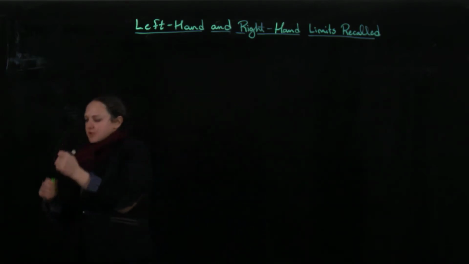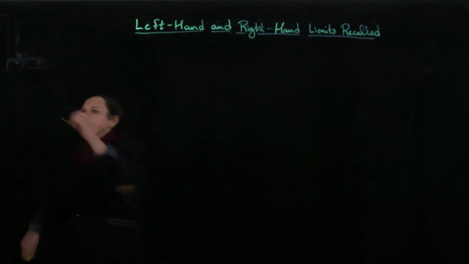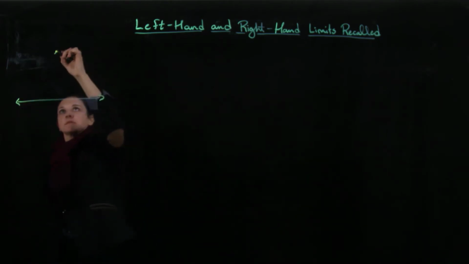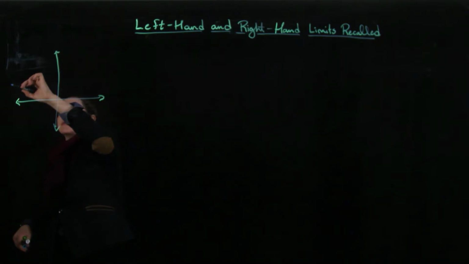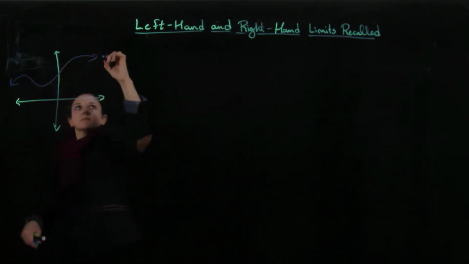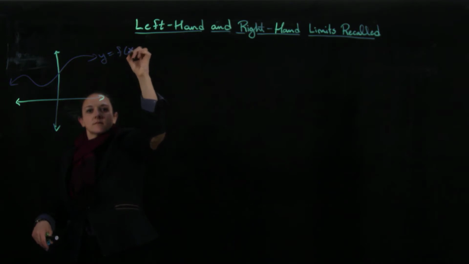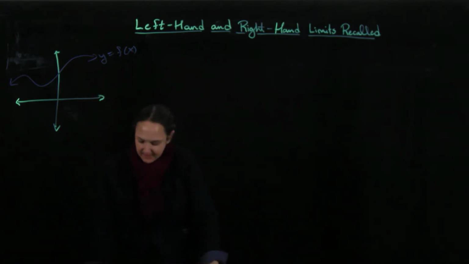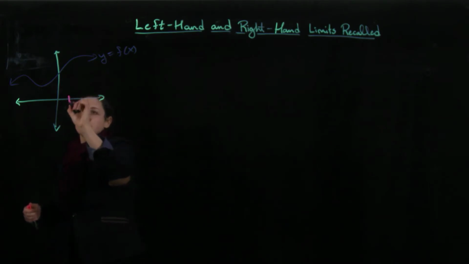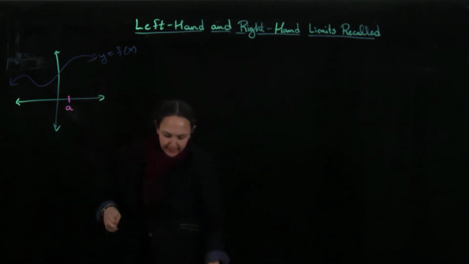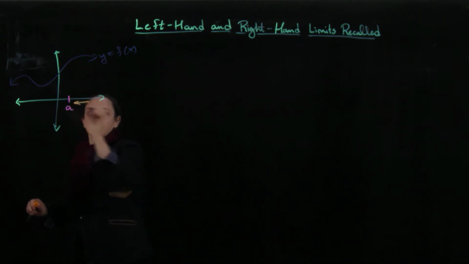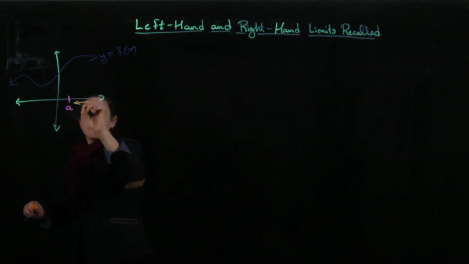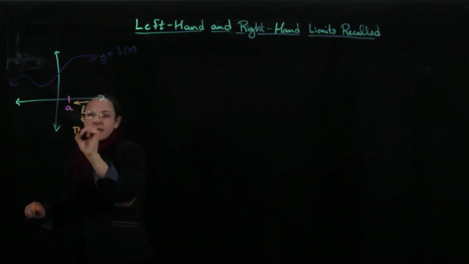So what we're talking about: if we have some kind of function, and we have the graph of some function, this is my y equals f of x. And then we have some kind of value a. Now I can ask what happens as I approach this from the left hand or the right hand side. So this is my right hand limit. We write this as the limit as t approaches a from the right hand side. So this is the right hand limit.